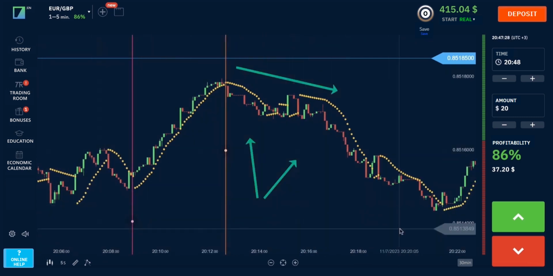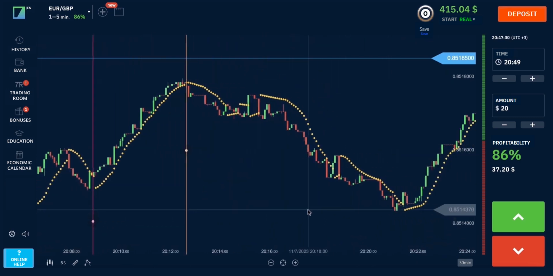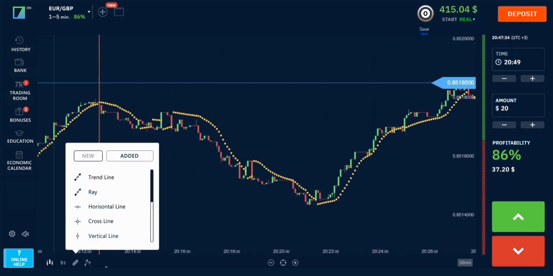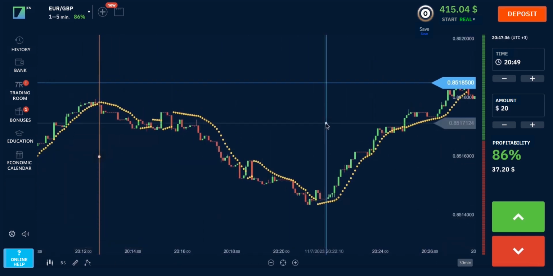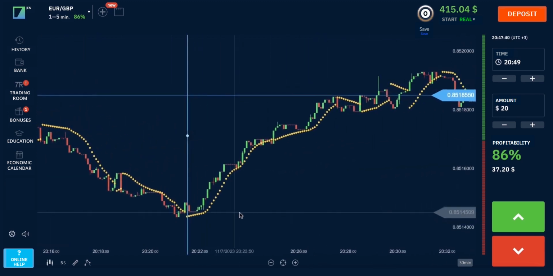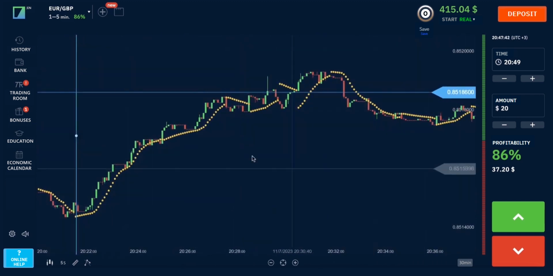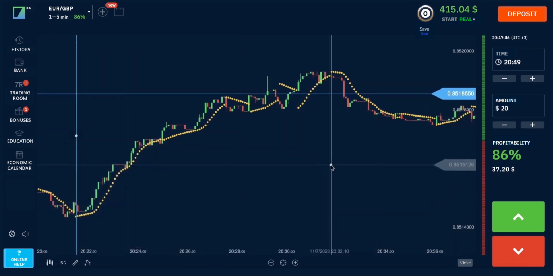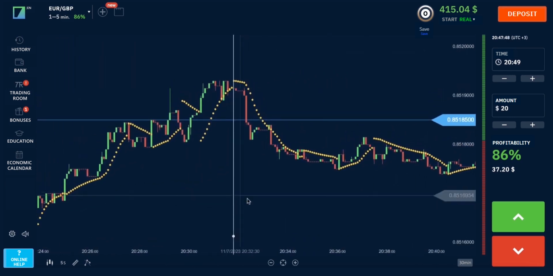If the SAR dots are above the price, this suggests the trend is inclined towards downward movement. It's important to remember that, like any other indicator when used on its own, SAR does not always provide accurate signals. To improve forecast accuracy, SAR should be used in combination with other indicators and analytical tools.